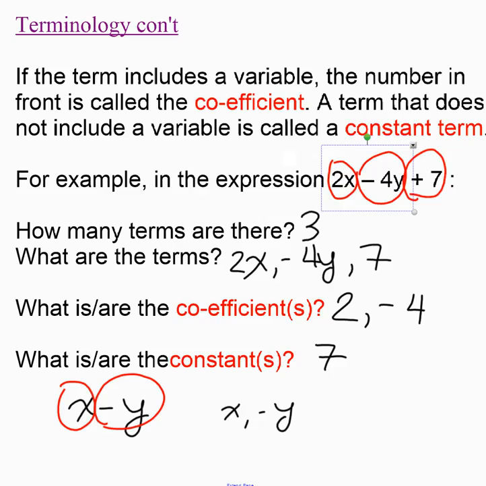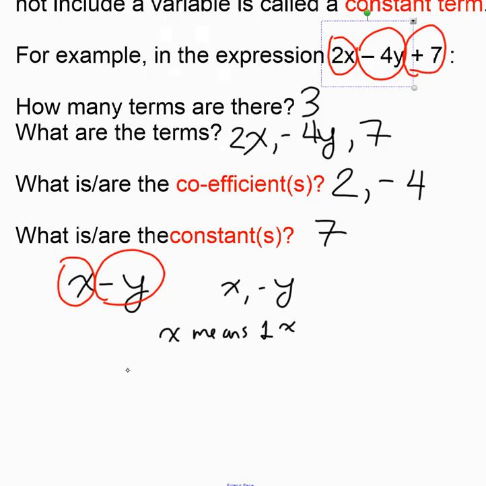The coefficients, you have to look at that x and think, what's in front of that x? How many x's are there? In math, when there's nothing there, there's actually a 1 there. So x means 1x. So its coefficient is 1, and negative y means negative 1y. So its coefficient is negative 1. So be really, really careful with ones like that.